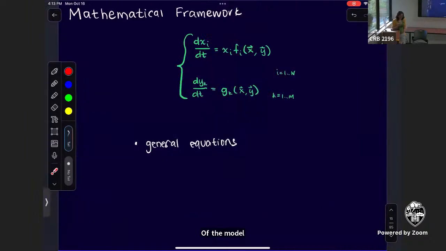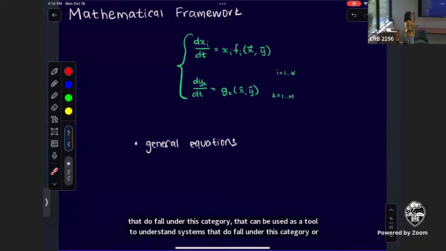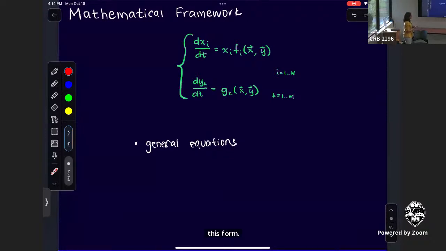So it's fairly general. I haven't really specified very much here, and that's purposefully that way. What we do is develop some foundational theory that can be used as a tool to understand systems that do fall under this form. So these are general equations, but they're arbitrarily large, really high dimensional, if you're talking about a lot of species or keeping track of a lot of frequencies within a species.